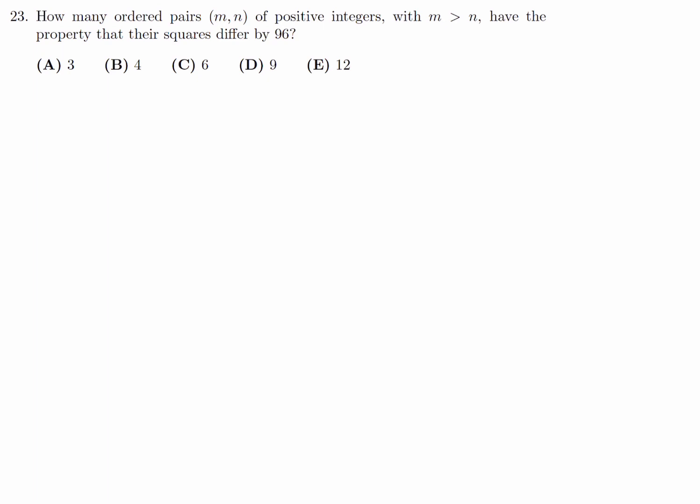How many ordered pairs mn of positive integers with m greater than n have the property that their squares differ by 96? So they've told us that m is greater than n, and they want us to figure out m squared minus n squared. The squares differ by, they're saying, 96. All right, so we have to figure out how many pairs satisfy that. Well, this factors pretty nicely. m minus n times m plus n is equal to 96.